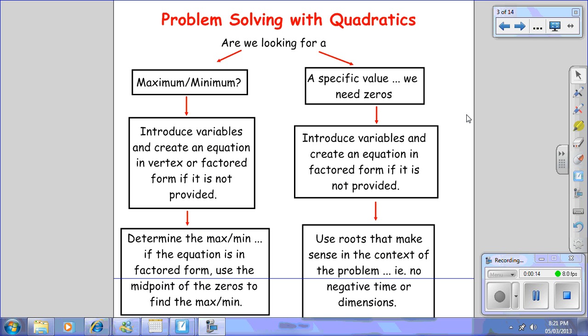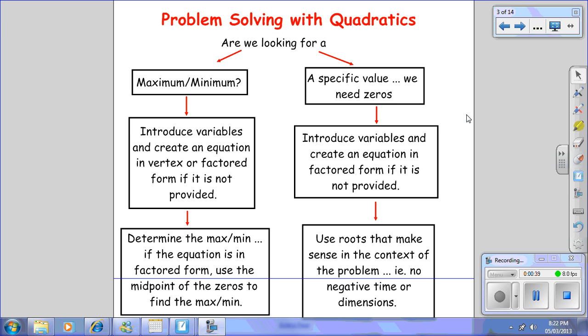So the first thing we have to remember when we problem solve with quadratics is, what are we looking for? A maximum or a minimum? Or a specific value where we can use the zeros method? Or really where we're using factored form? Either way, we have to introduce variables and create an equation in either factored form if we're looking for the zeros, or in vertex form or factored form if we're looking for a maximum or a minimum.